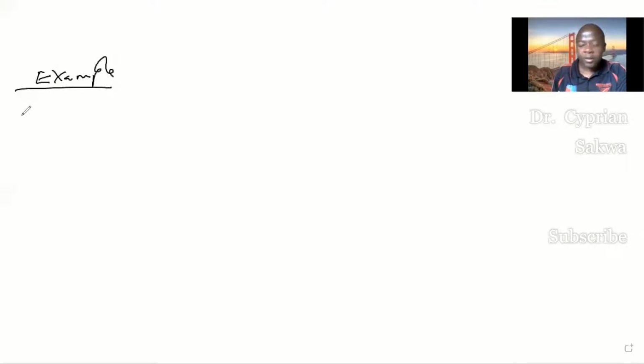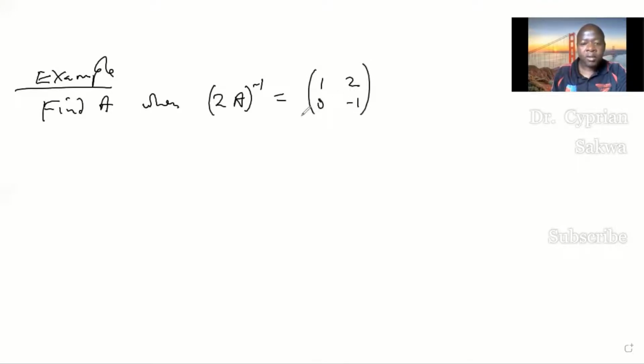The example is: find A when the inverse of 2A gives you the matrix 1, 2, 0, negative 1. So the question is, what is A? Again, I would use the theorem that we just learned, the last theorem.